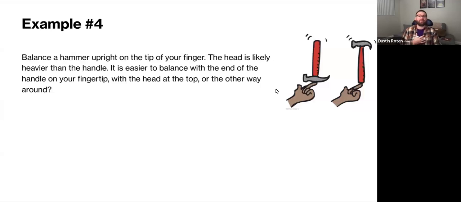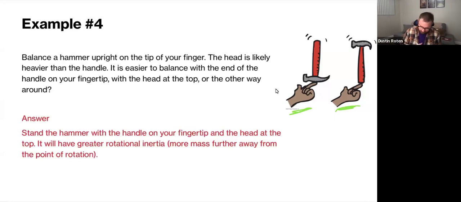Let's move on to this example. If we balance a hammer upright on the tip of your finger, the head is likely heavier than the handle. Is it easier to balance with the end of the handle on your fingertip with the head on top, or the other way around? So essentially, which one of these is going to be easier to balance?